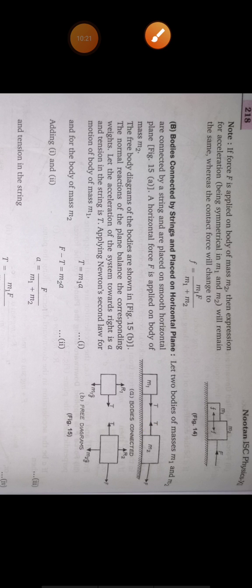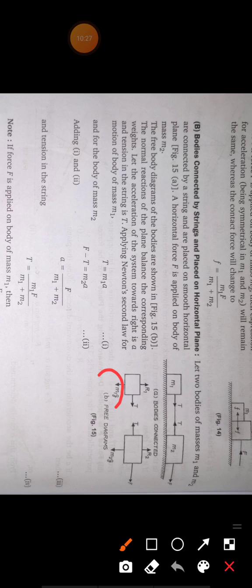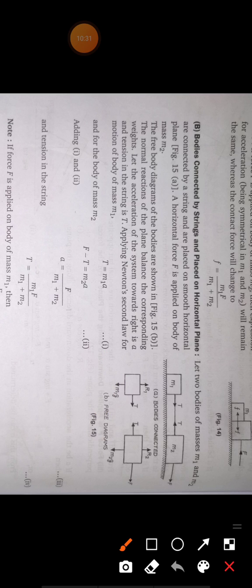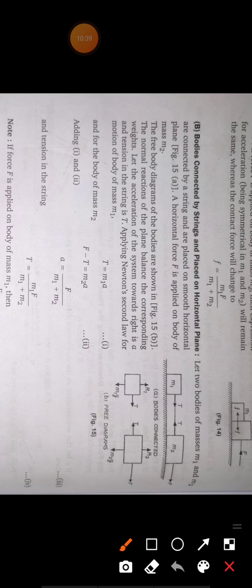So let us draw the free body diagram. For M1, gravity is attracting it with M1G force, and there is a normal force R1 due to the ground, and the tension force due to M2 is in the positive x-axis direction. So you can write the first equation: R1 is equal to M1G, because these two forces are in equilibrium. But this equation is not needed here. We will need the second equation only.